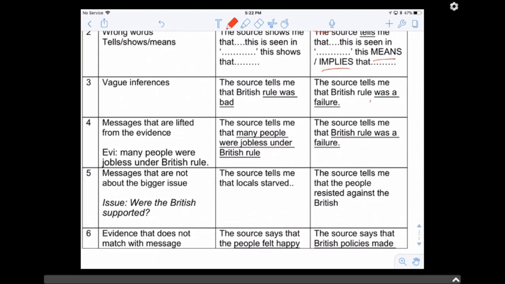Number 3, vague inferences. Please don't give me "the source tells me the British rule was bad." I don't want to see bad and good. Any words related to degree, like bad, good, horrible, that don't specifically tell me in what way it is bad. You have to tell me in what way it is bad. That will give you a very specific inference, right? British rule was a failure. Yes, so it's bad because it failed. So this is a more direct inference, and this is what I want you to write.